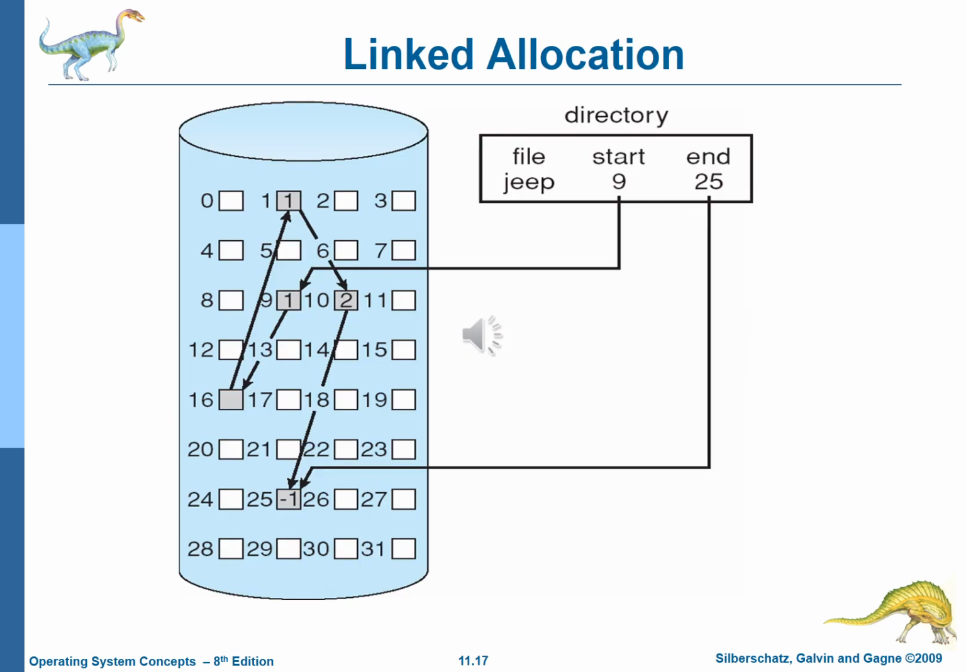This is an example. In the directory structure, a file will point to the starting block and the end block. The first block will have the address of the second block, the second will have the address of the third block, and so on. So don't look at the numbers given inside these blocks. Block number 9 points to block number 16, block number 16 points to block number 1. In this way they point, and the last block is block number 25, which does not point to anything.